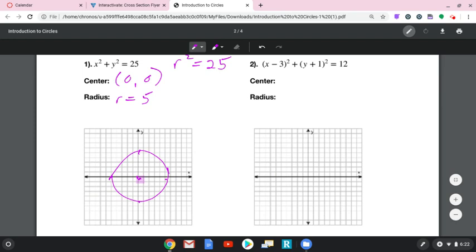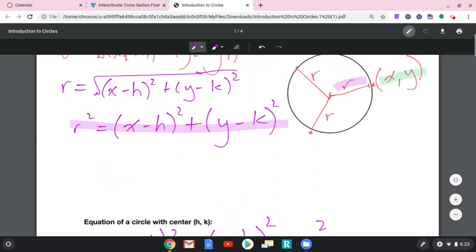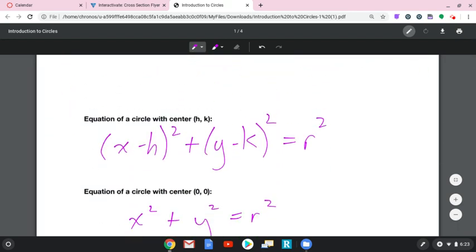So that would be my answer to number 1. Now, number 2 is different because I do have an h and k value. But what I want you to remember in number 2 is that you're subtracting h and you're subtracting k. So it's x minus h, y minus k. So you're asking yourself, what am I subtracting from my x? What am I subtracting from my y?